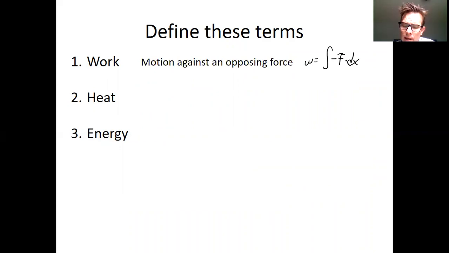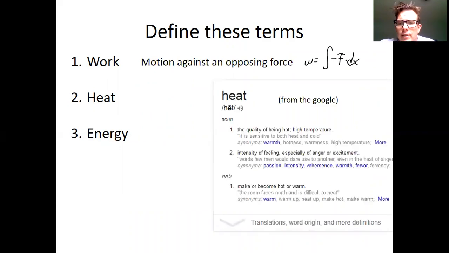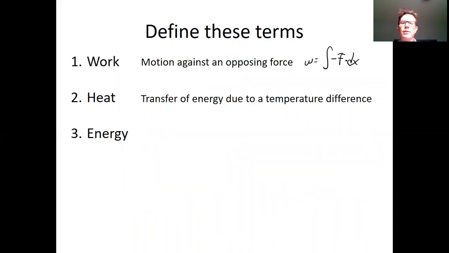That's work. Heat, if you were to Google heat, this is what you find. Quality of being hot, high temperature. It's actually not how we're going to define it in thermodynamics. It has a much more precise meaning. And the way that we're going to define it right now is it's a transfer of energy due to a temperature difference. If I have two objects, one hot and one cold, and I put them in contact with one another, heat will spontaneously transfer from the hot object to the cold object. So that is what heat is.